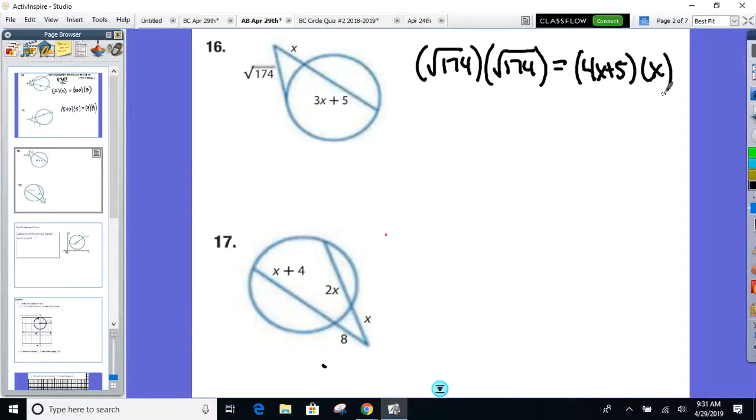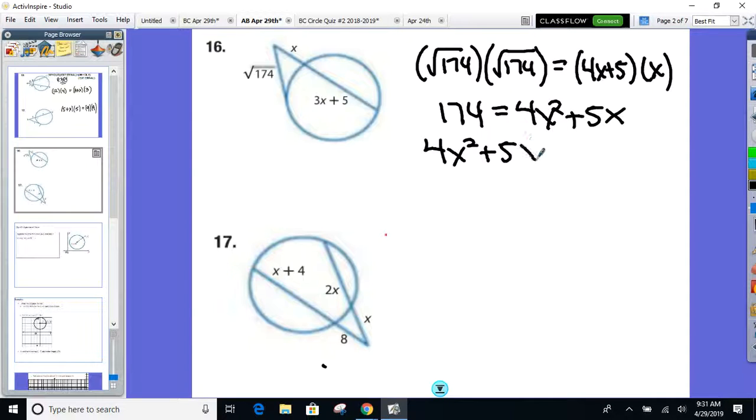Okay, solving it's pretty tricky. Anybody find out radical 174 times itself? It's what's underneath, 174, and then I get 4x squared plus 5x. We went over one of these on Thursday. Move the 174 over. Probably not going to factor that, and I don't blame you. So quadratic formula.